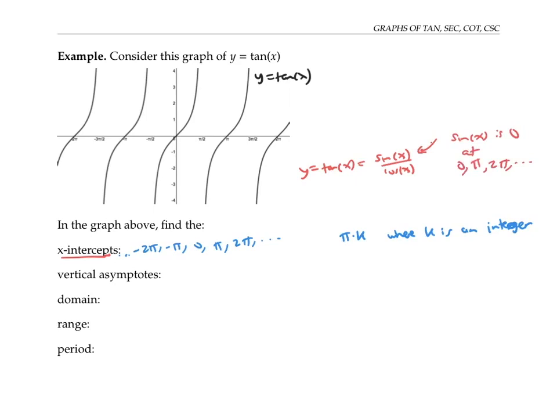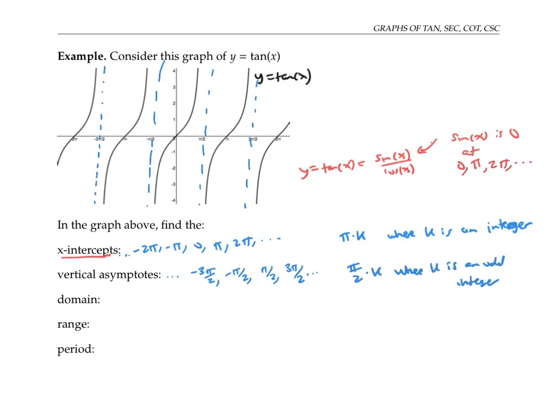From the graph, you can see the vertical asymptotes are at values like negative 3 pi over 2, negative pi over 2, pi over 2, and 3 pi over 2. These values can be written as pi over 2 times k, where k is an odd integer. Again, this makes sense from the definition. Vertical asymptotes will occur where the denominator is 0, and cosine x is 0 at numbers like negative pi over 2, pi over 2, 3 pi over 2, and so on. The domain of tangent is the x-values for which it's defined. So that's going to be everything except for the vertical asymptotes.